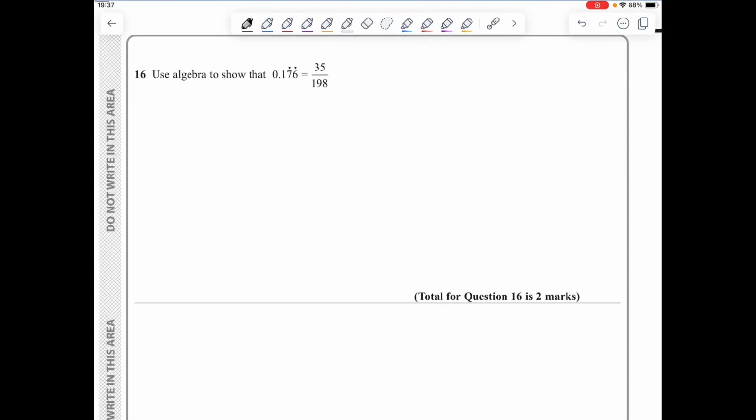Let's start question 16 by letting x be our recurring decimal, so that's 0.1767676 and so on. Now let's try and locate the first repeating pattern. We are repeating 76, so this is the first repeating pattern.